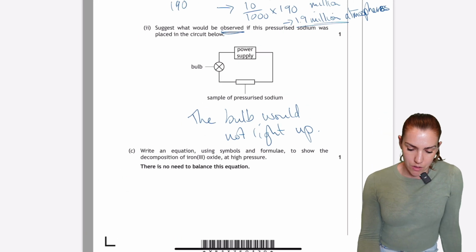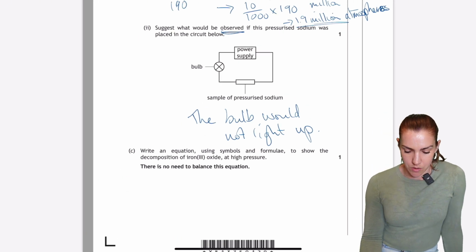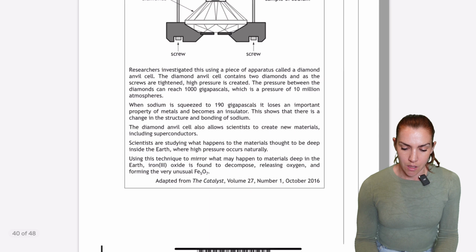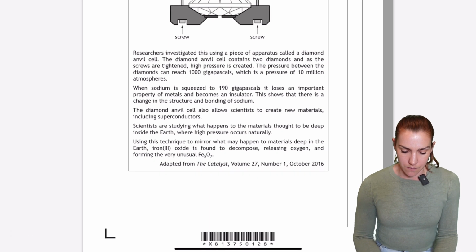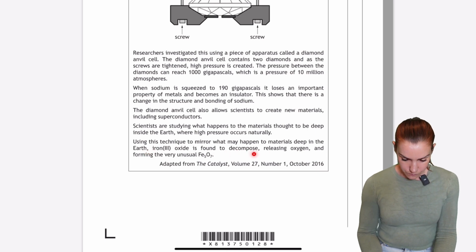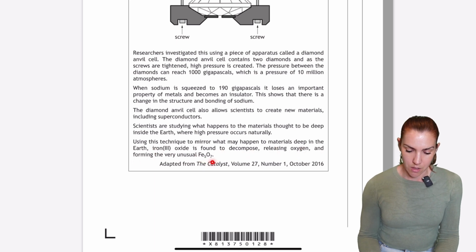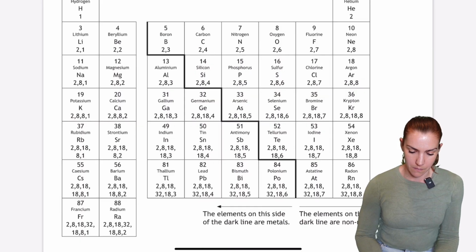Then write an equation using symbols and formulae to show the decomposition of iron 3 oxide at high pressure. So again, we go back to the passage, look for the decomposition. So if we have a scan, here we go, there's the word decompose. So it says, iron 3 oxide decomposes, releasing oxygen and forming the very unusual Fe5O7. So that's our product, the oxygen and the Fe5O7.